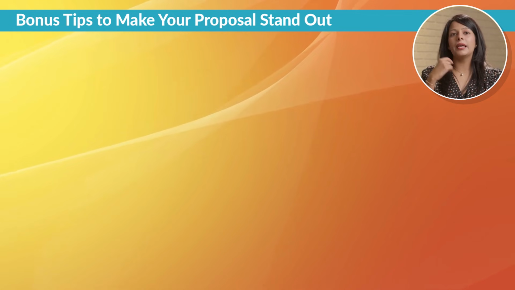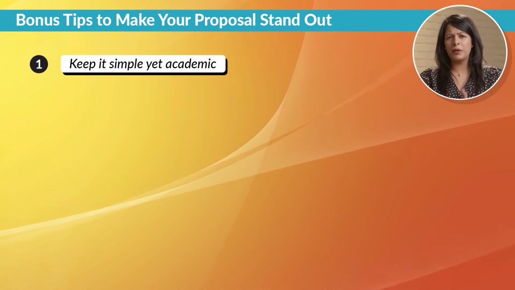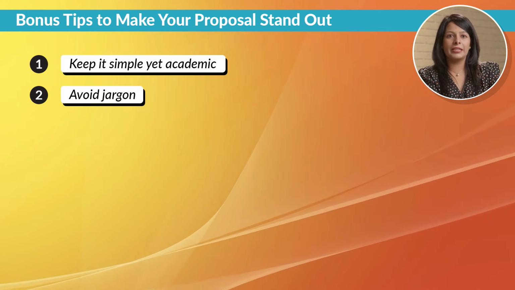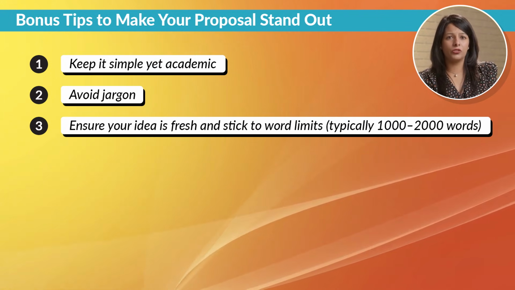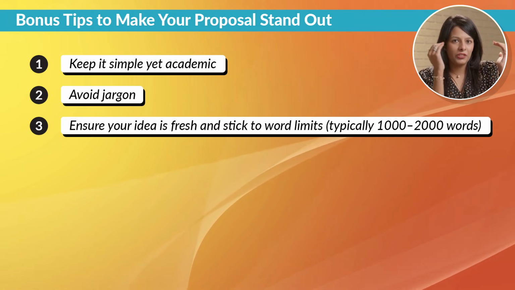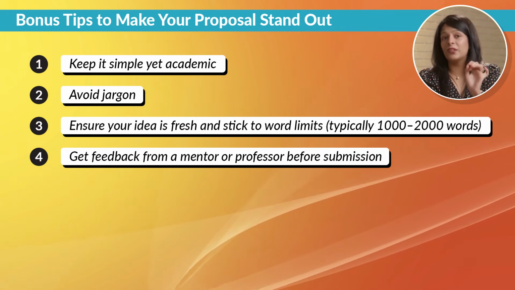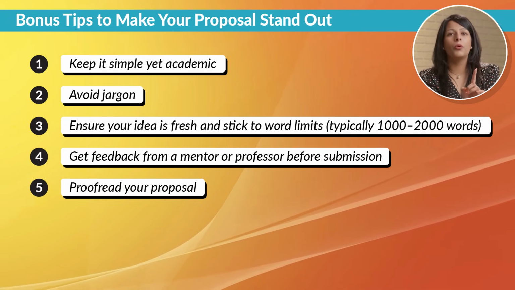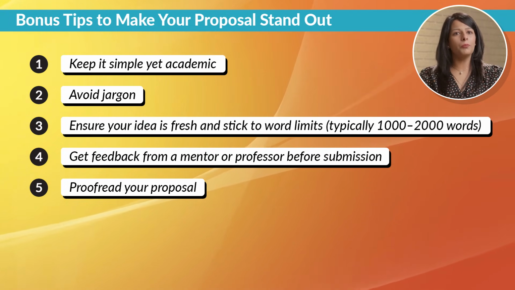As we wrap up, here are a few tips to make your proposal truly stand out. Keep your language simple but academic. Don't use jargon unless absolutely necessary. Make sure your idea is original and fresh. Stick to the word limits. Most proposals are expected to be between 1000 and 2000 words. Before you submit, share your draft with a mentor or professor for feedback. And finally, proofread your proposal very carefully. Even small grammar mistakes can leave a poor impression.